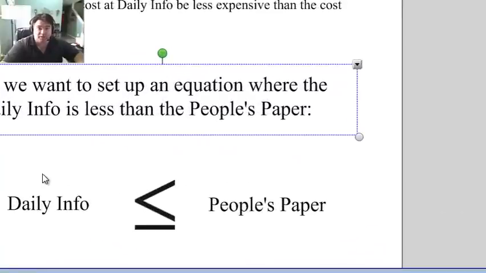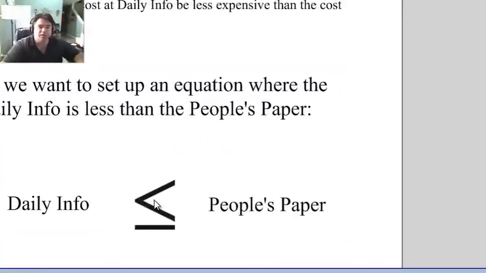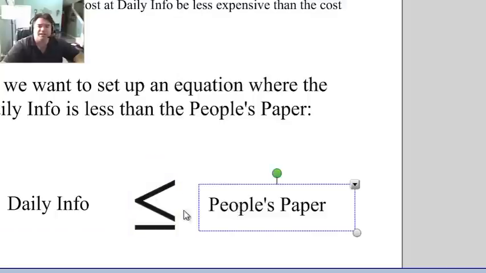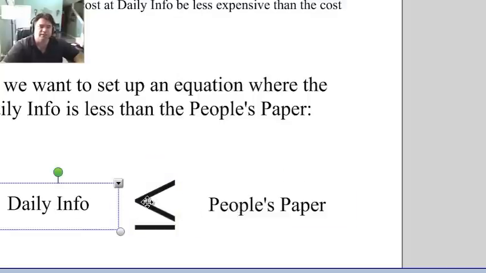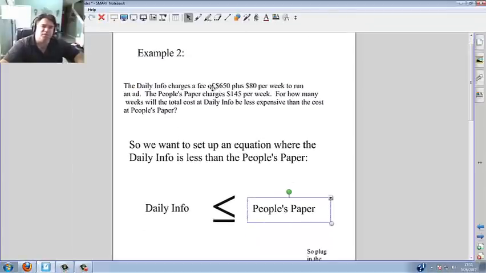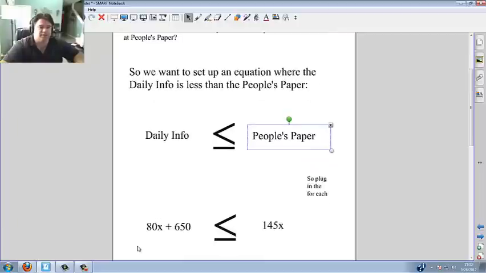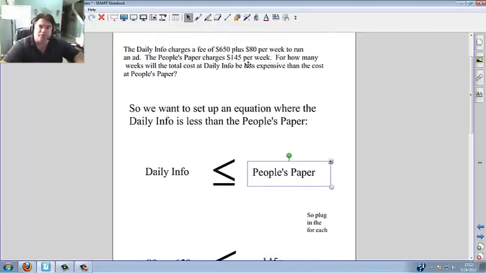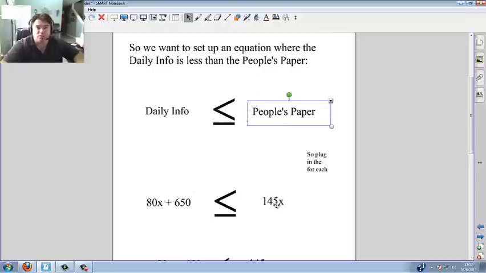So put it in the equation. Let's put daily info less than People's paper. So right away I'm setting up what they're asking. They want to know when this is less or equal to this. So now daily info, if you remember, said $80 a week plus $650. Now I don't know how many weeks we're talking about. So put 80x plus the 650, like this. Then the other one's just 145 a week, so put that here.